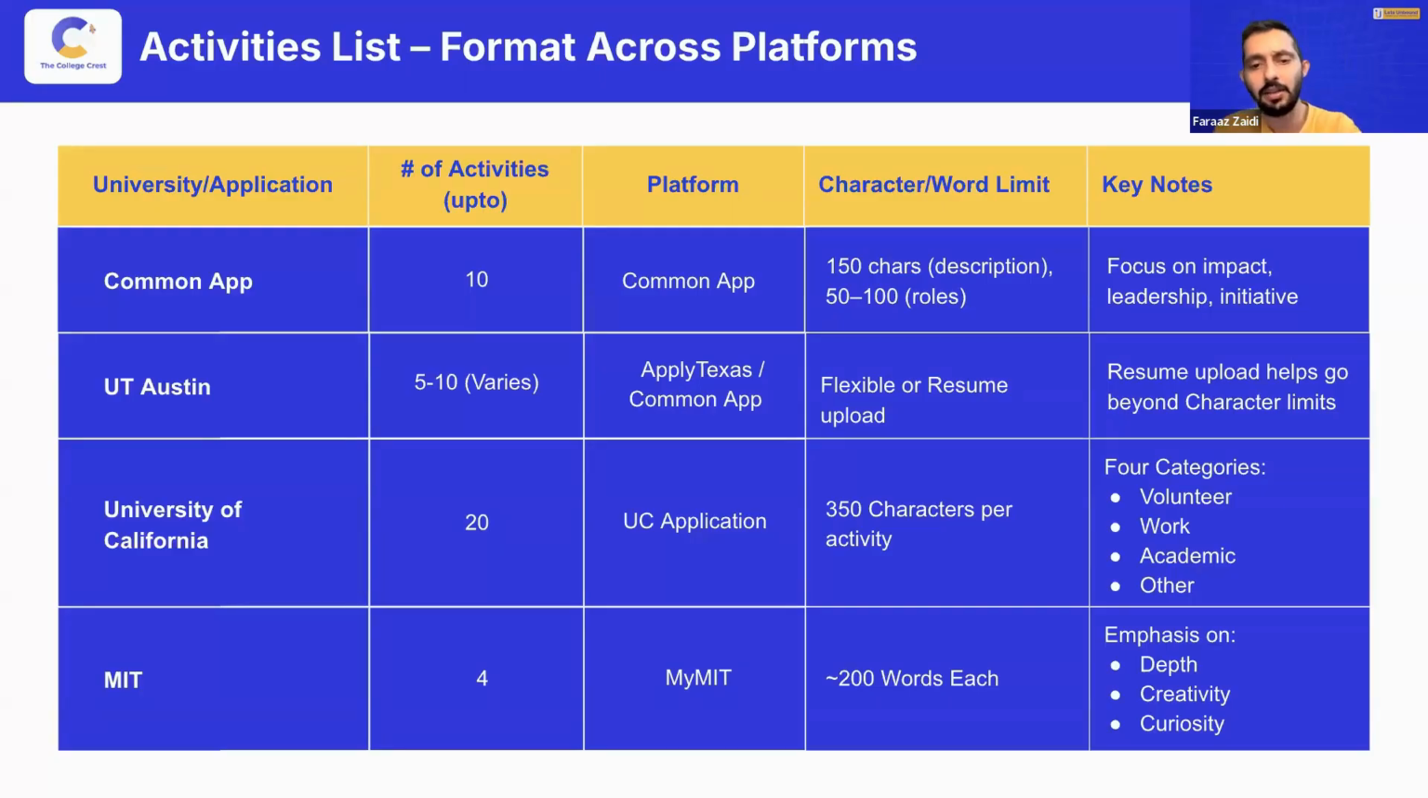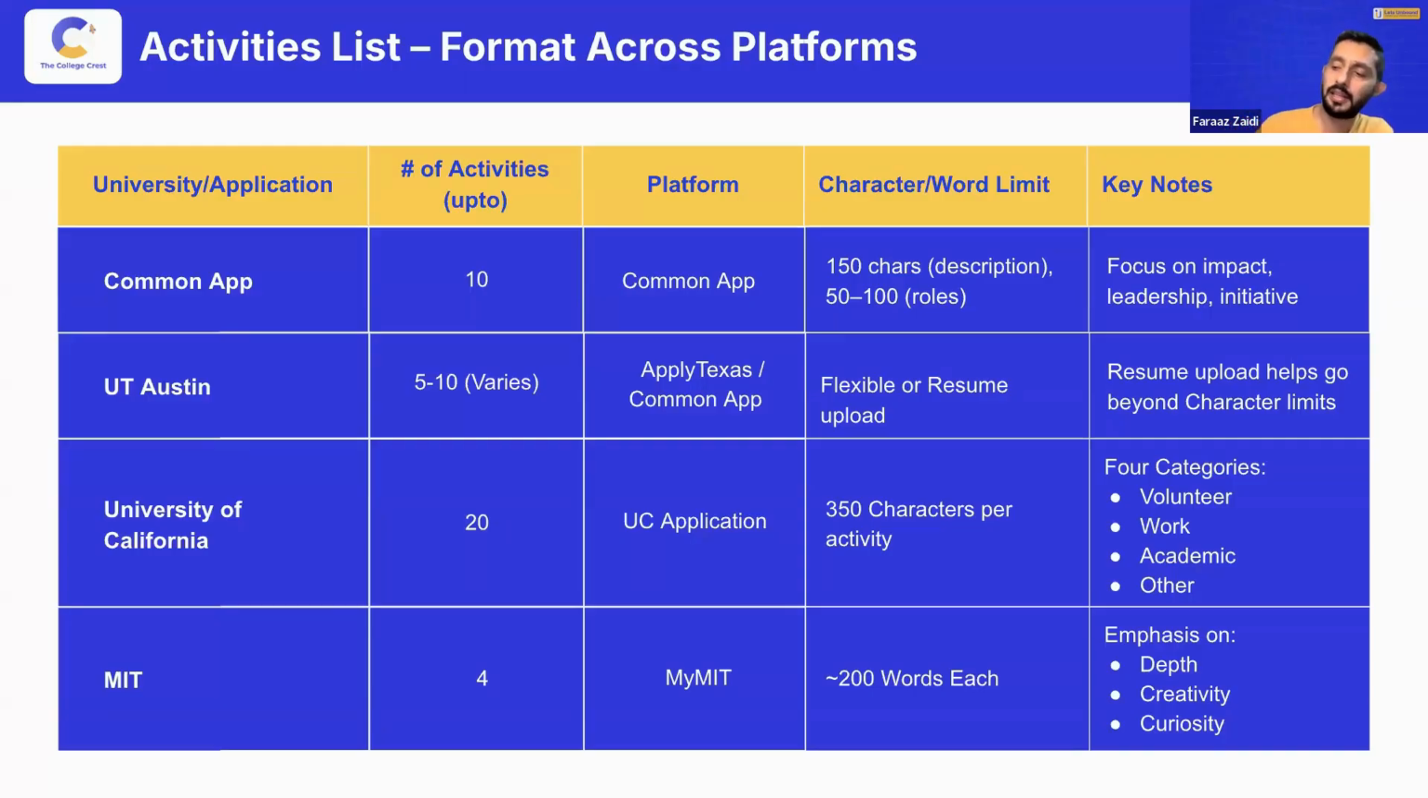Finally, MIT only asks for 4 activities, but they give you around 200 words each to describe. So you can see where Common App started with 150 characters, UC has 350 characters, and MIT does not have characters, but words, 200 words. They want you to think creatively. They want to see your curiosity. They want to see long-term interest. So this is less about how many things you have done, but more about in what detail you have gone into your most important activities.